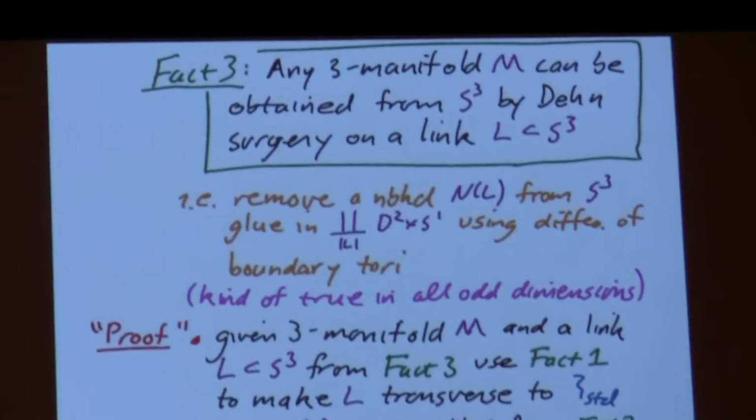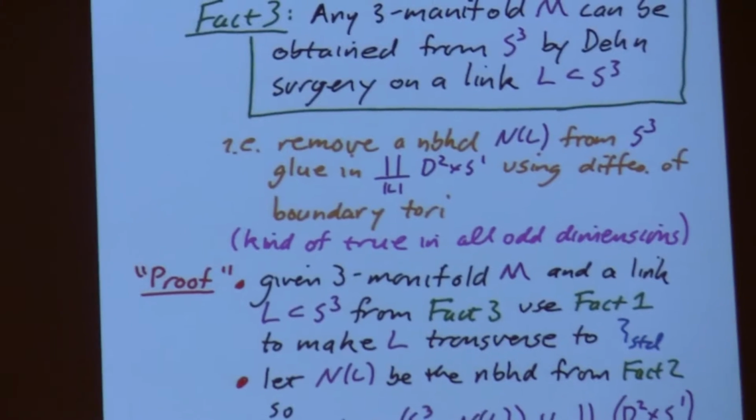The third fact we need is a purely topological fact, and it's one that probably everybody here is very familiar with. It's that any 3-manifold can be obtained from S3 by Dehn surgery. Actually by rational surgery, but in particular Dehn surgery, on some link in S3.